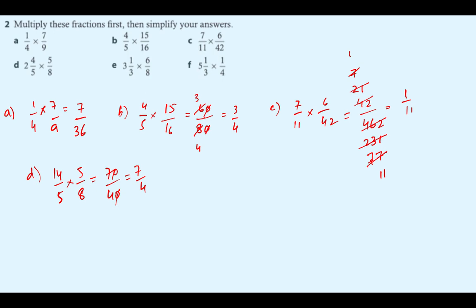Now for part E, 3 whole 1 over 3. 3 times 3 is 9, 9 plus 1 is 10. So this becomes 10 over 3 multiplied by 6 over 8. And 10 times 6 is 60. 3 times 8 is 24. So they can be simplified by times table of, let's say, we can directly take the larger table if you want, 12 times 2 and 12 times 5. So 5 over 2 is the answer.